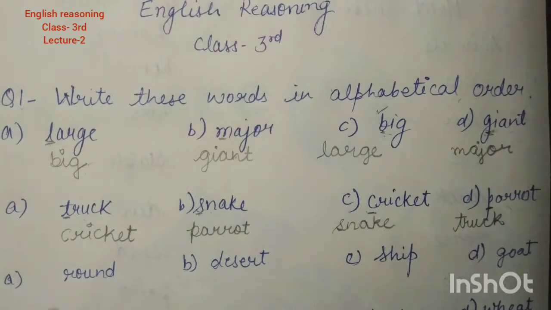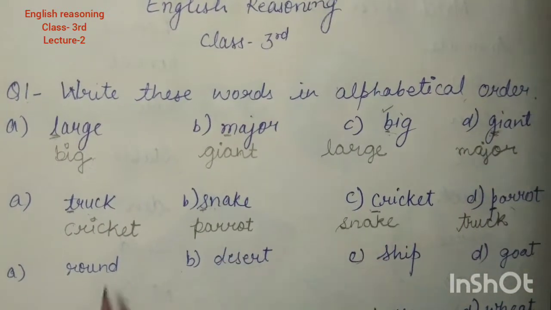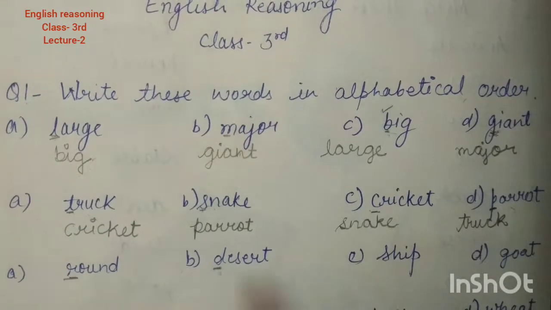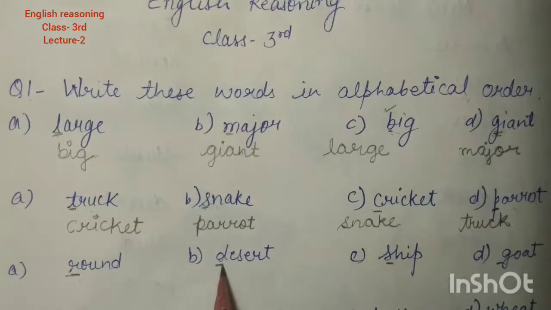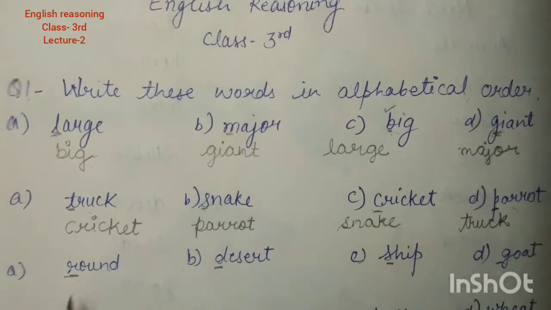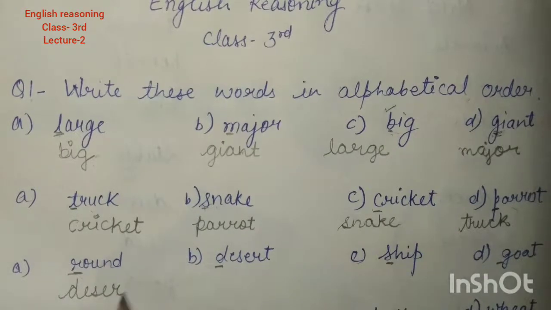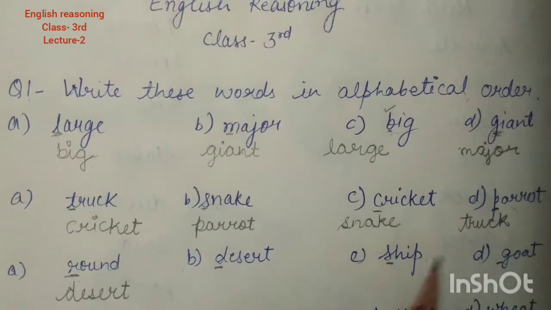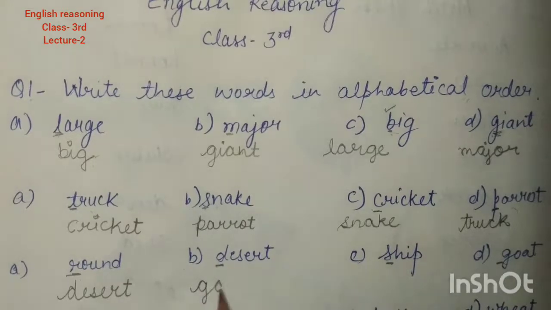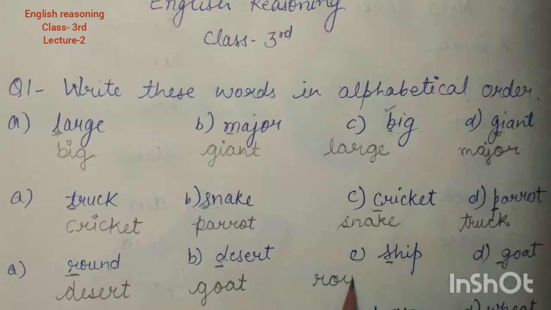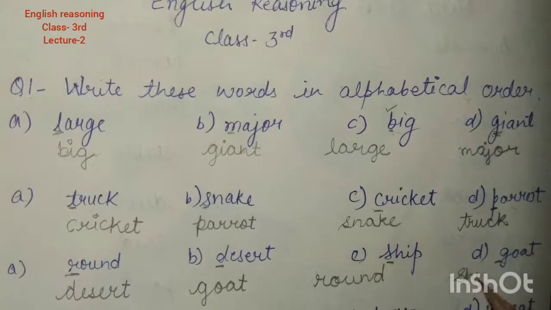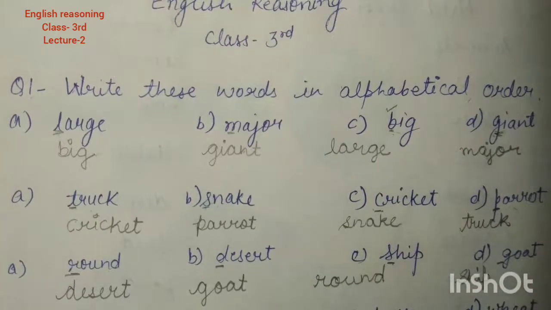Understood? Now come to third. See the first letter. R, D, S, G. So D for desert comes first. And then G for goat. Then R for round. And then S for ship. I hope you all understood this question.